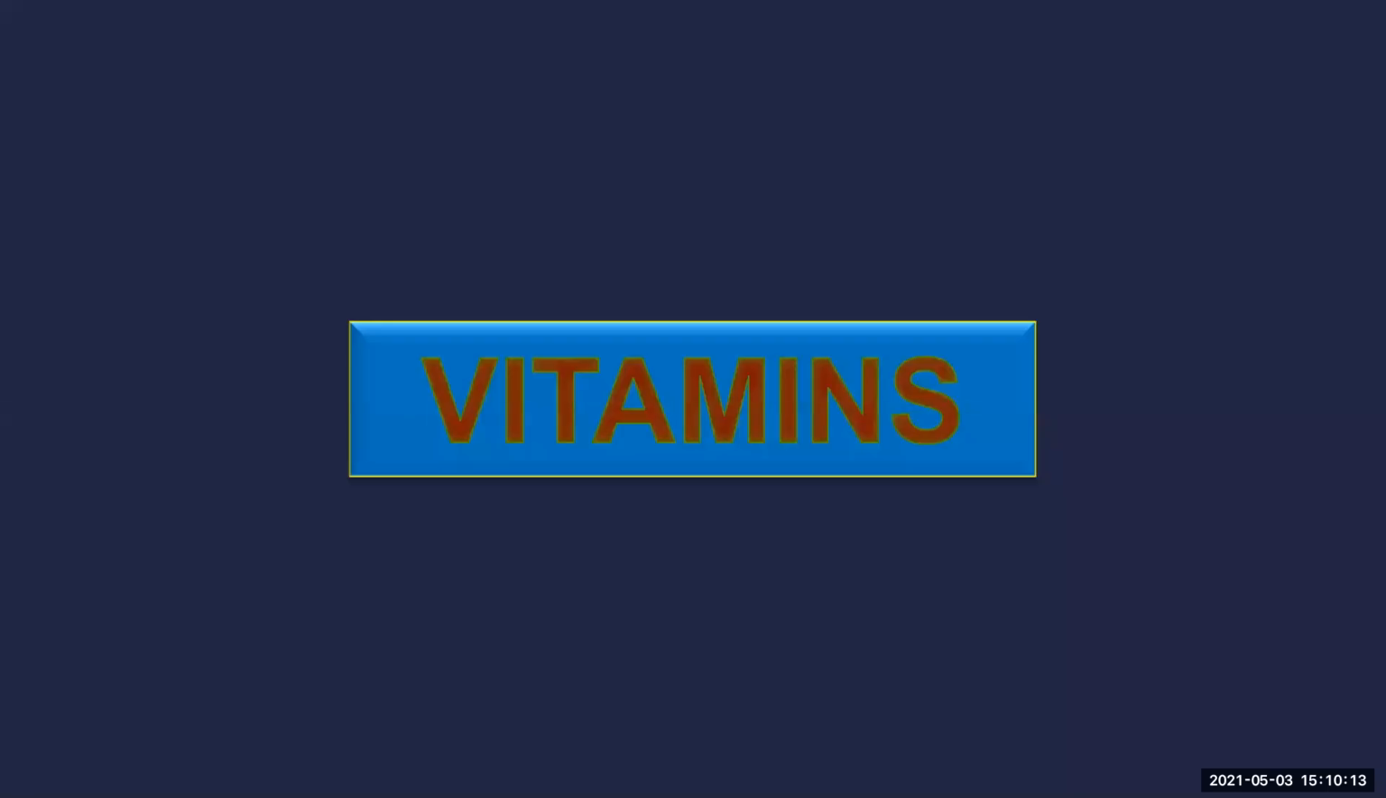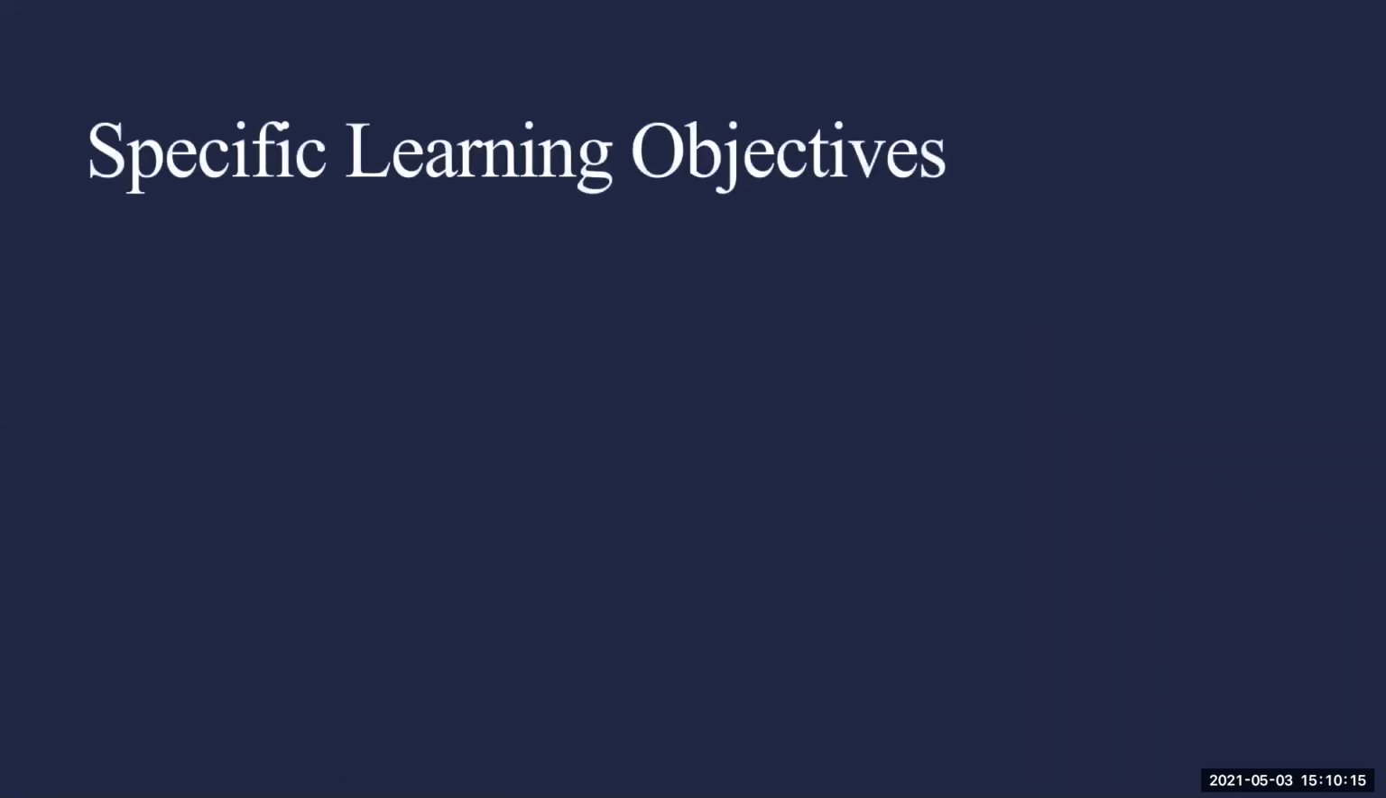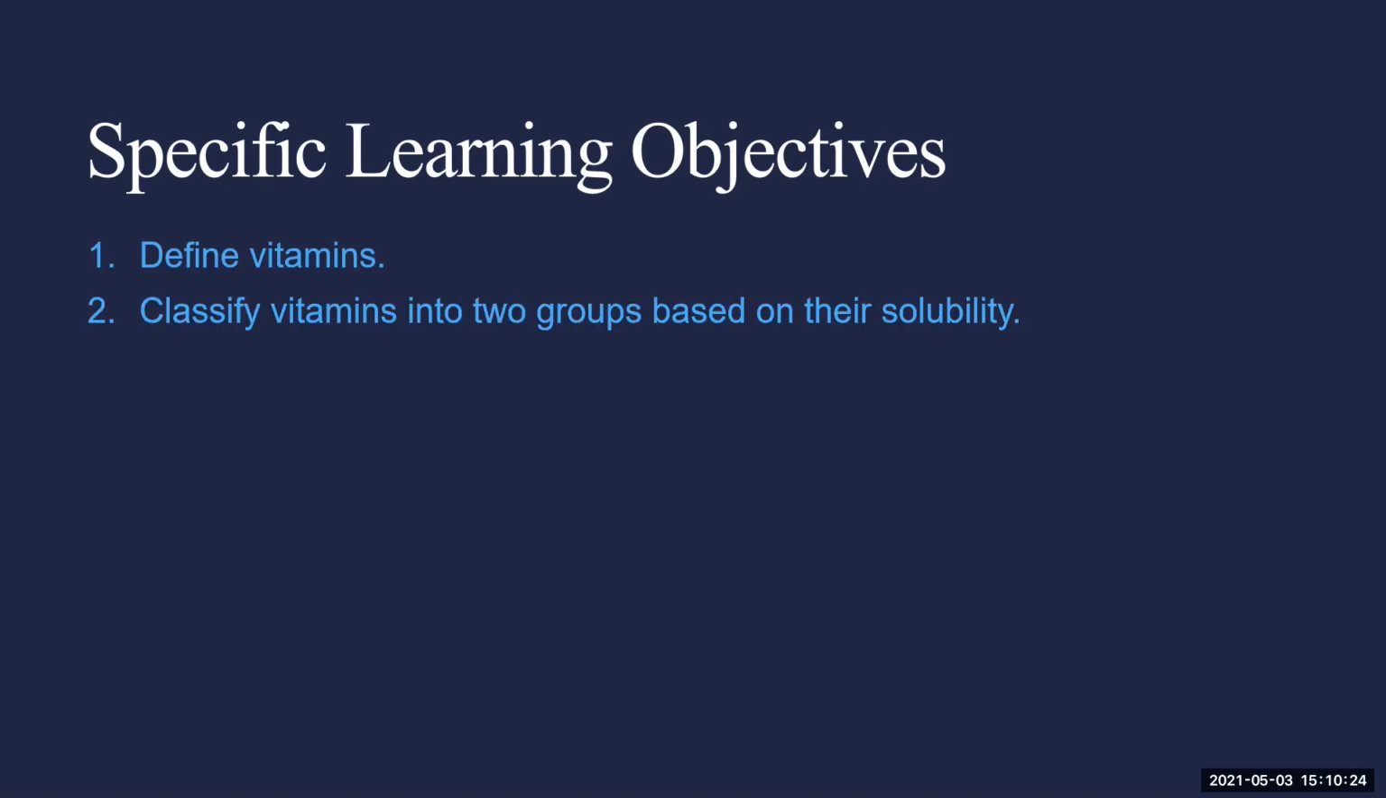So in this session, we should be able to define vitamins. What are vitamins? We have to classify vitamins based on their solubility. Based on that, we classify vitamins into two groups.